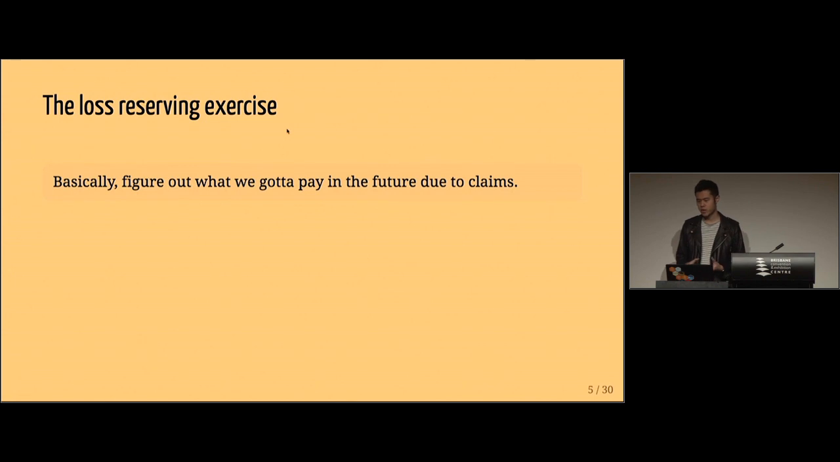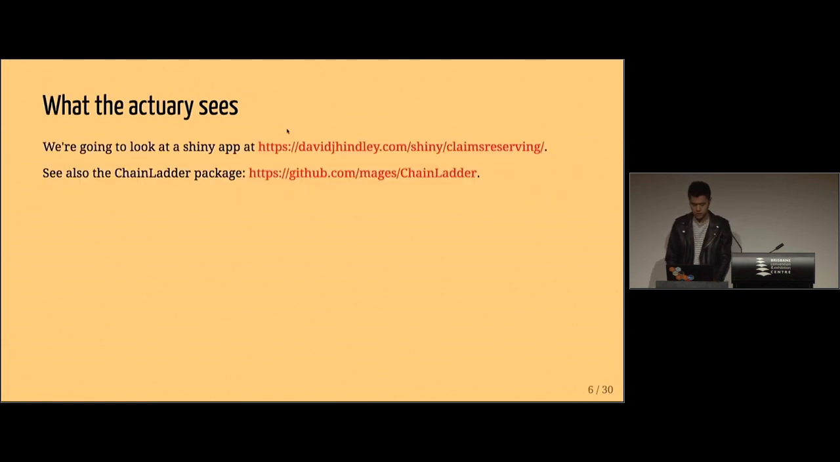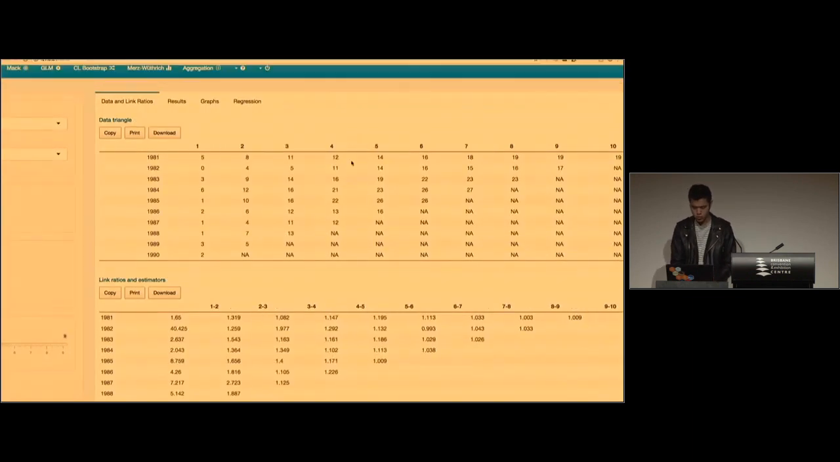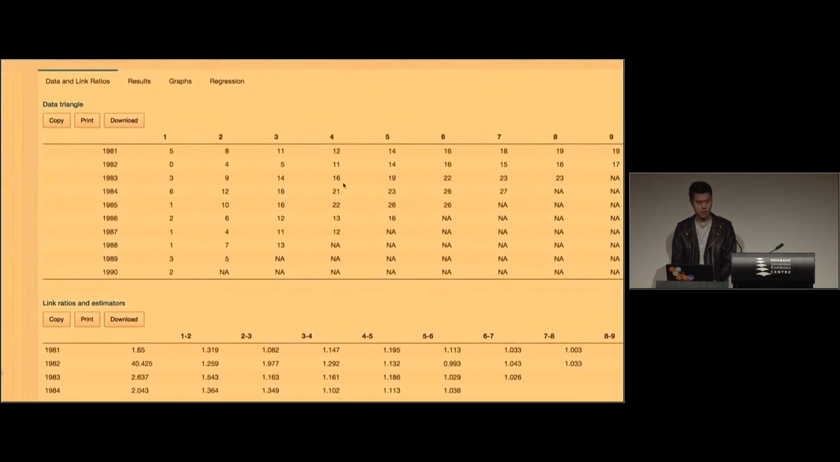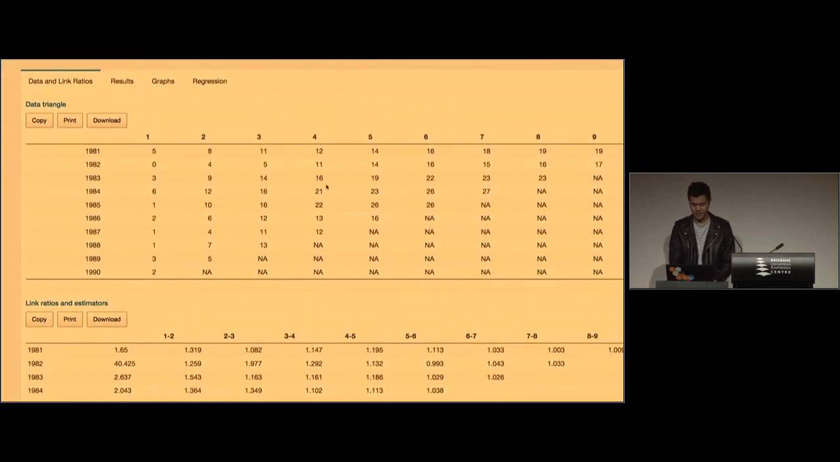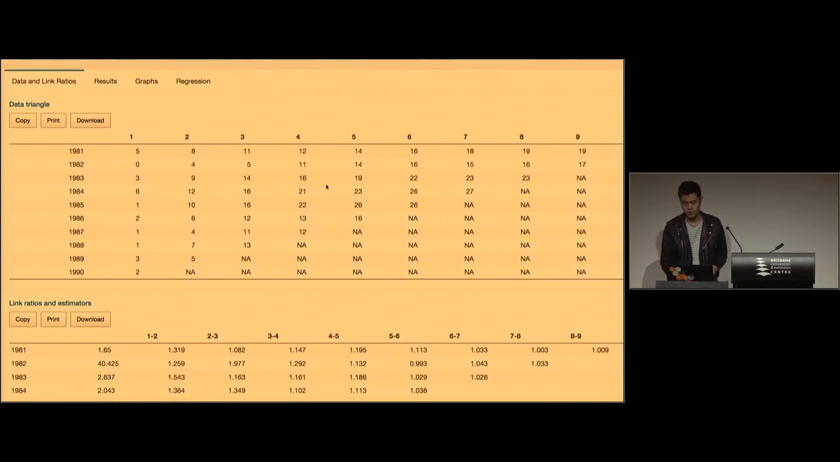So the reserving problem facing actuaries is basically trying to figure out how much money the insurance company has to set aside in order to pay for their liabilities. And these include claims that have already been reported, and also accidents that have occurred but have not yet been reported. So we're going to take a look at a Shiny application that someone has built, just to see what sort of data the actuary sees when they're analyzing the claims.